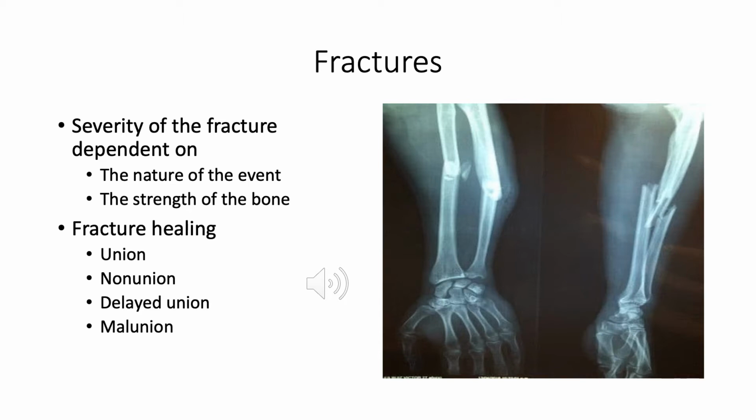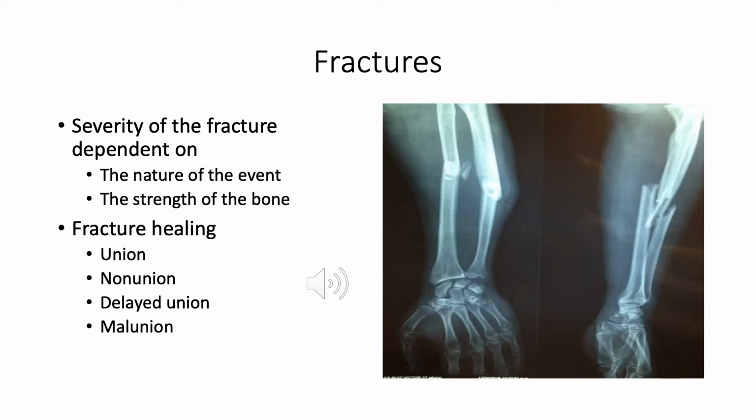The strength of the bone is related to the individual's nutritional status as well as the presence of pathological conditions such as osteoporosis, bone cancer, or Paget's disease. A bone that fractures and undergoes normal healing is called a union.